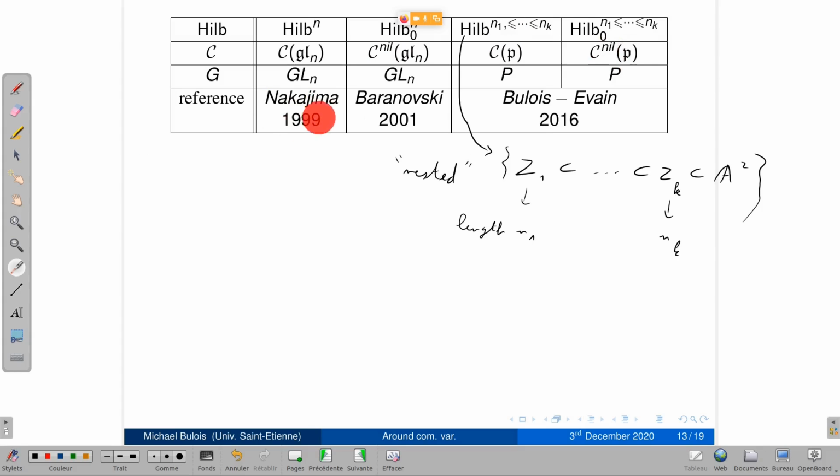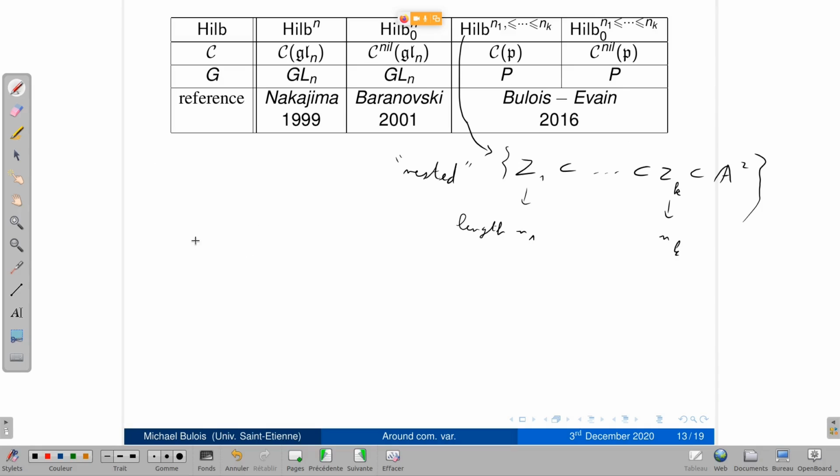First, this was done by Nakajima on the classical Hilbert scheme, and it has been used in several settings. And what we've done with Laurent Evain was this setting of parabolics and nested Hilbert schemes. That was only 20% of our paper, but that's the most important part, I think.